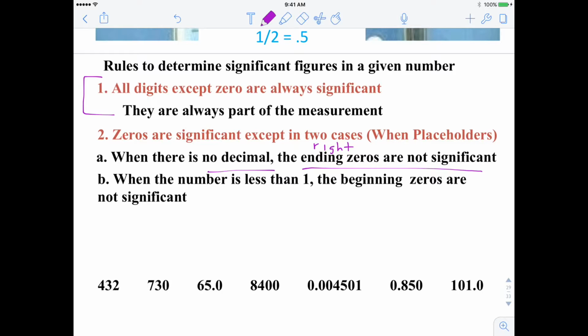When you have a decimal present and you have zeros in the beginning of the number, usually the number is less than 1. You'd have something like 0.003060. The zeros on the left, the starting zeros, are not significant. However, these values are. These zeros on the left, they are called placeholders.